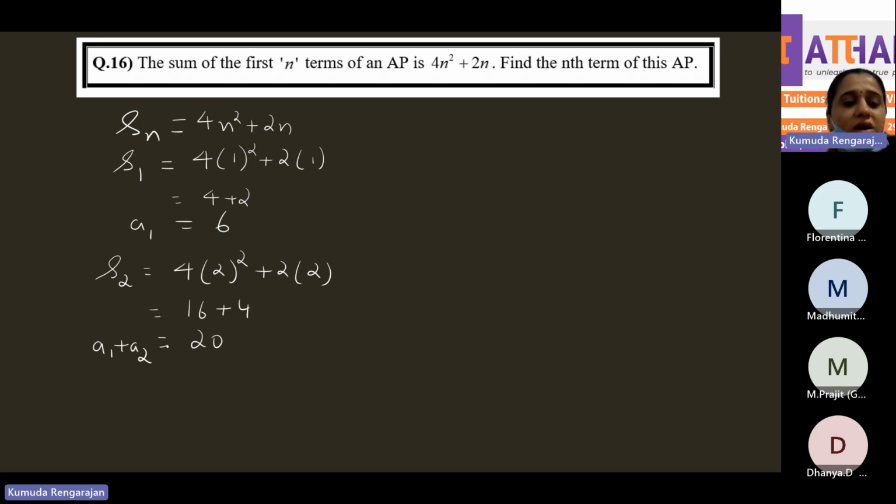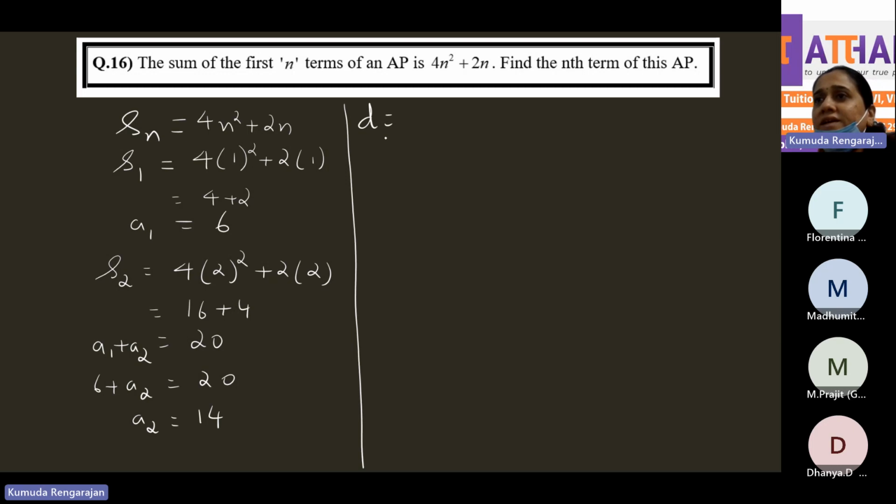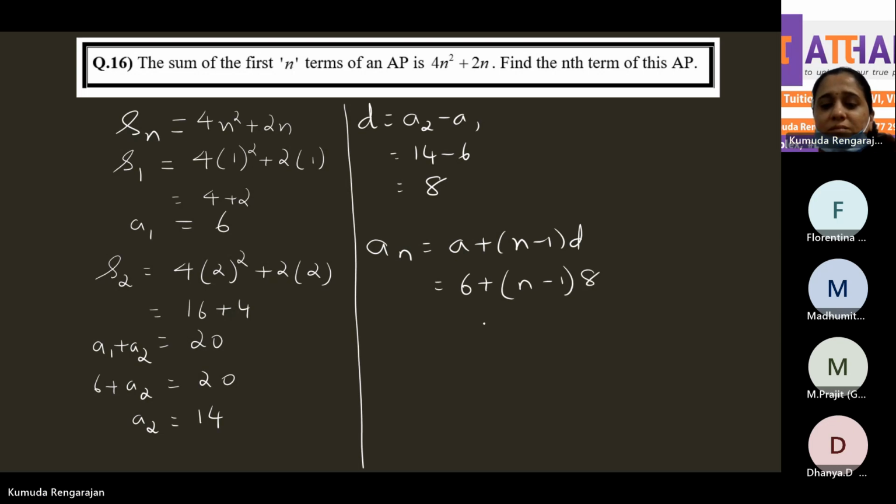So S2 is 20, which means A1 plus A2 is 20. But what is A1? 6. 6 plus A2 is equal to 20. So A2 is 20 minus 6, which is 14. Now we got A1 and A2. Next, find D, because we always need A and D to proceed. D is A2 minus A1, 14 minus 6, 8. Now find the nth term of the AP, An, which is A plus n minus 1 into D. A is 6, plus n minus 1 into 8. So 6 plus 8n minus 8. So 8n minus 2.